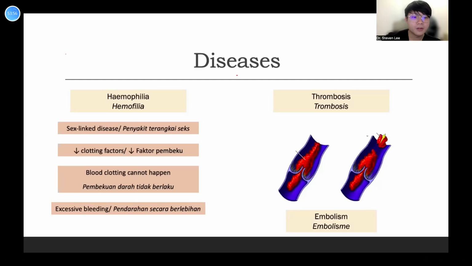Alright? So the question is actually, what can cause thrombosis? Kenapa darah tu tiba-tiba dia clot sendiri? That should be a question, isn't it? Why does the clot suddenly happen? So biasanya, these clots berlaku because of clotting factor.